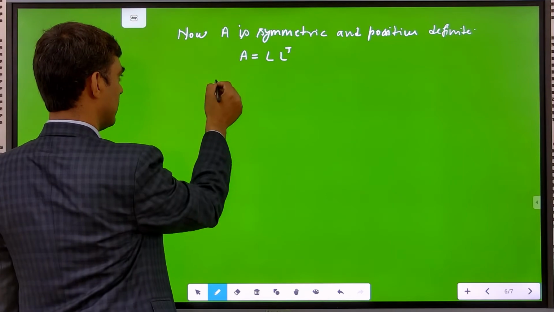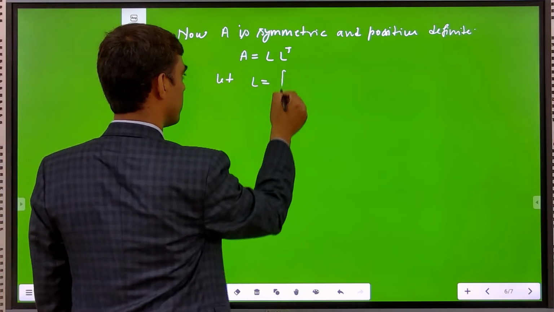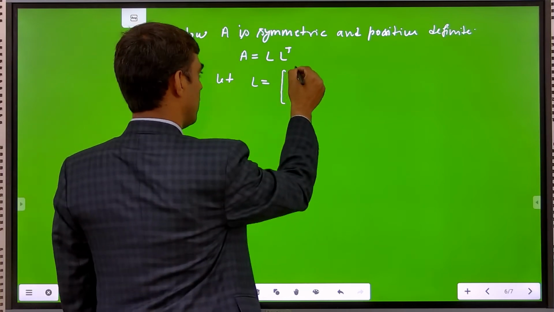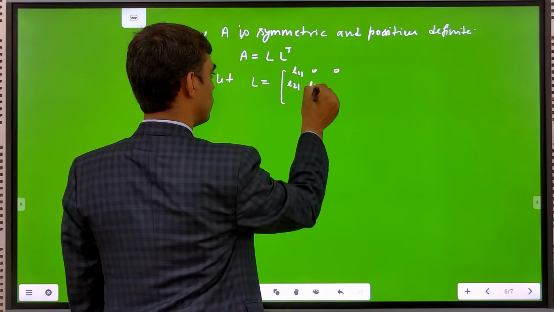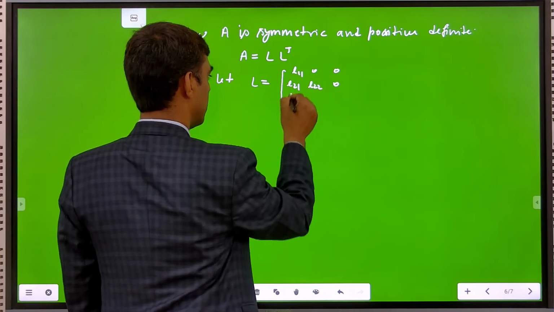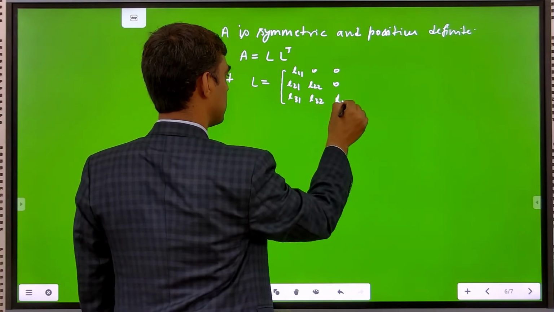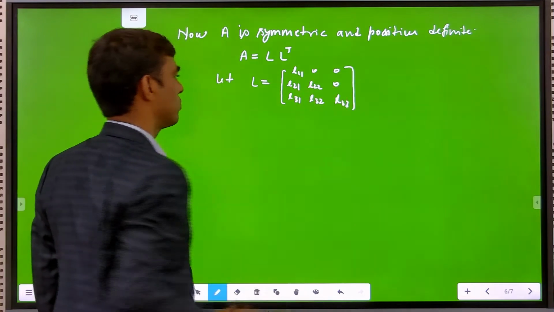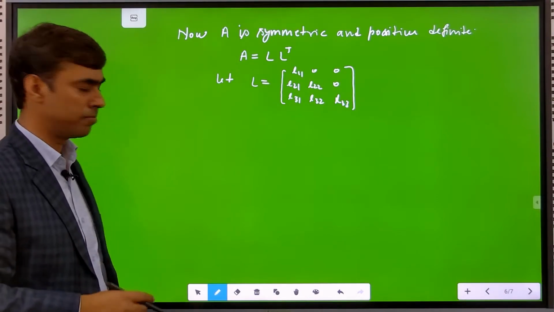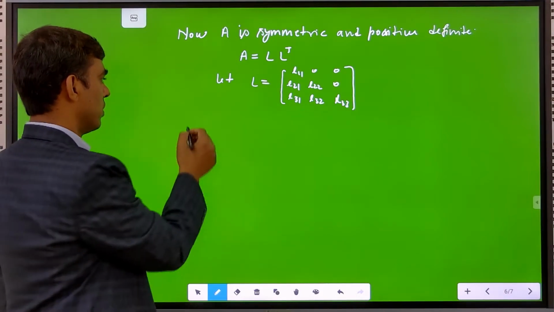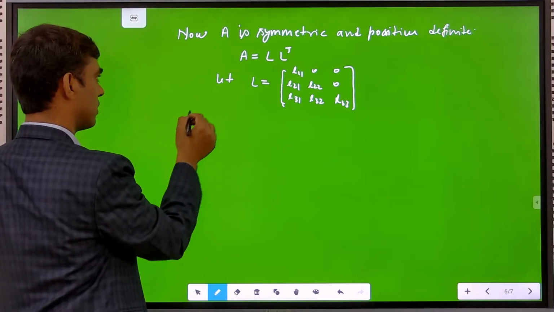Now we write here. Let L be this: L11 0 0, L21 L22 0, L31 L32 and L33. Now we try to find out the values of L. Once we find the values of L, then we are able to write L L transpose. So this one is L.